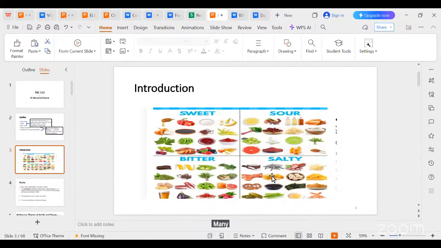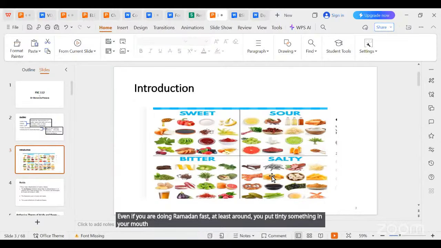Even if you are in the Lenten season, at least you ate last night. Even if you are doing the Ramadan fast, at least you put a tiny something in your mouth very early in the morning. You have done itunu awe. I hope I'm saying the right thing. But anyway, the message is gotten.